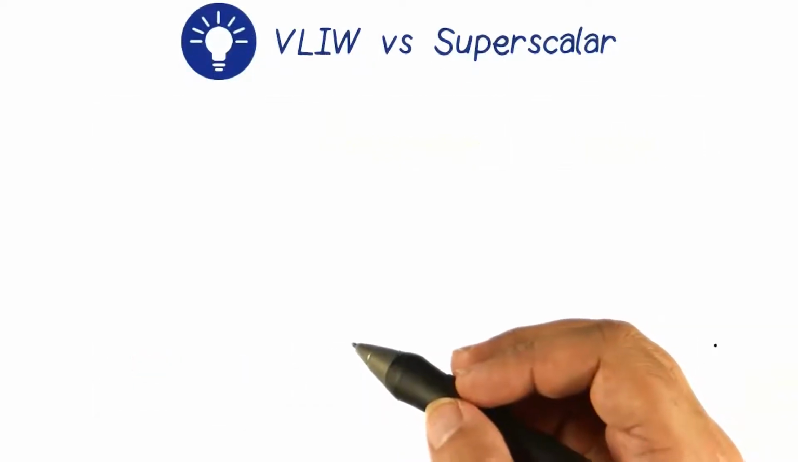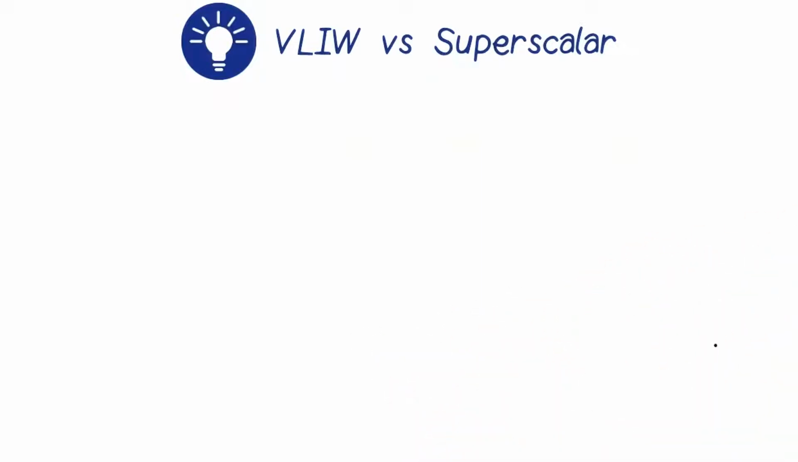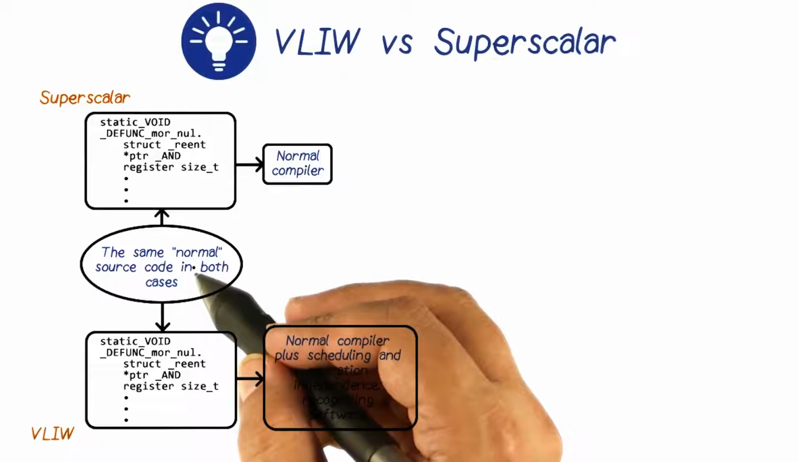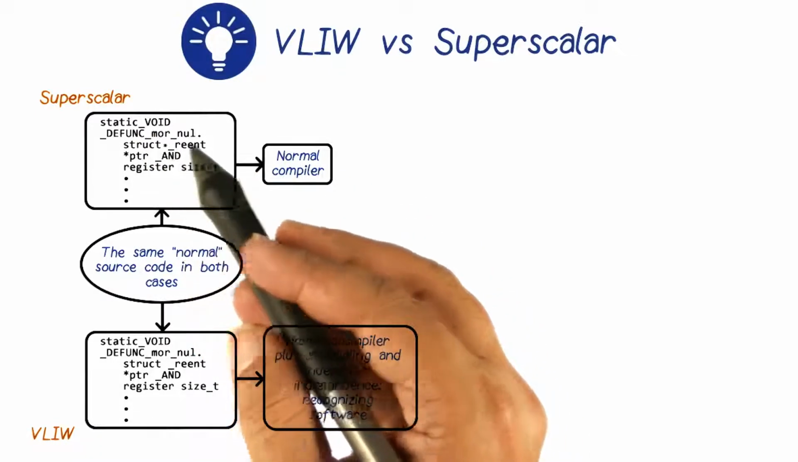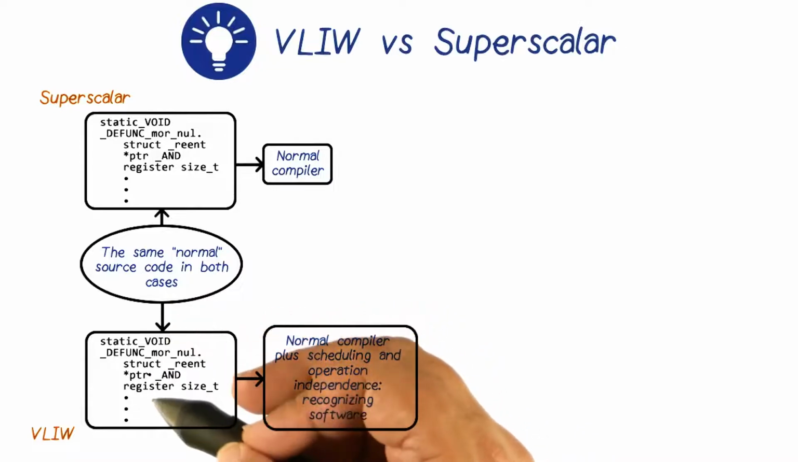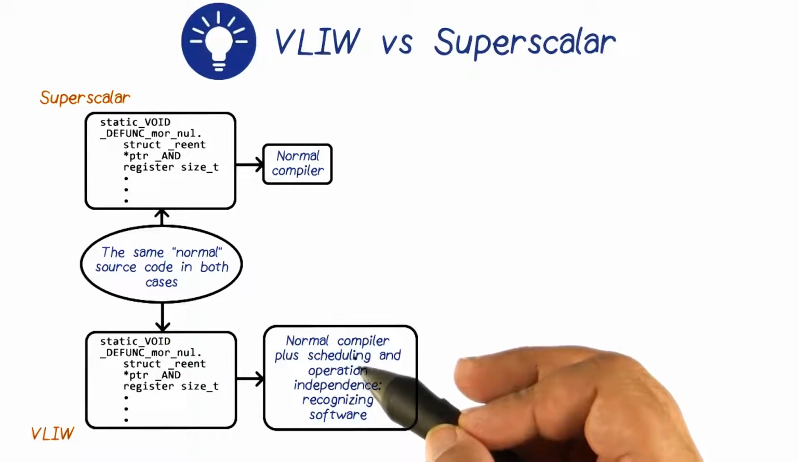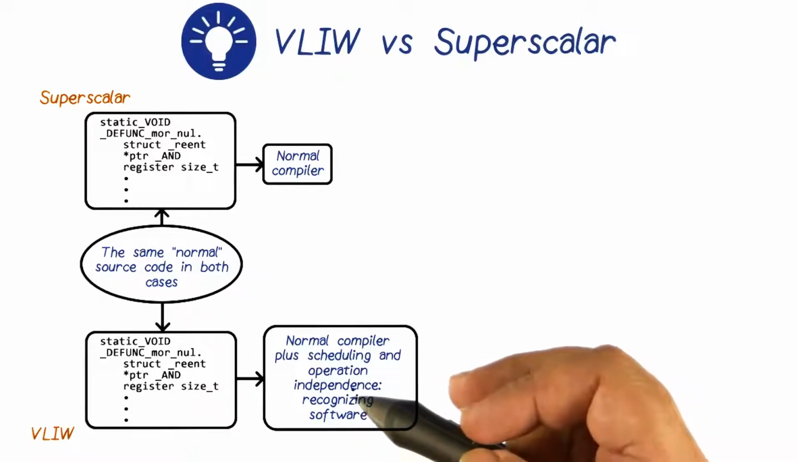Both VLIW and superscalar begin with the same source code, of course, which is written in your favorite language like C or C++, which are the most important languages for embedded processors. We start with the same source code in both cases. The superscalar compiler is a normal compiler which compiles the code for registers and so on. And the VLIW compiler is also a normal compiler, but it has additional parts, one for scheduling and secondly, one for packing those different parts of a big long instruction.